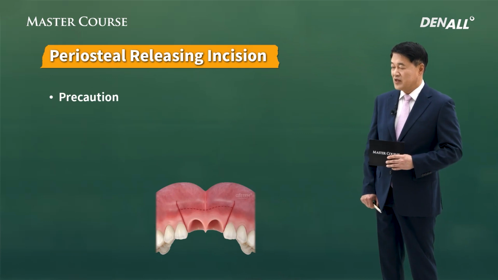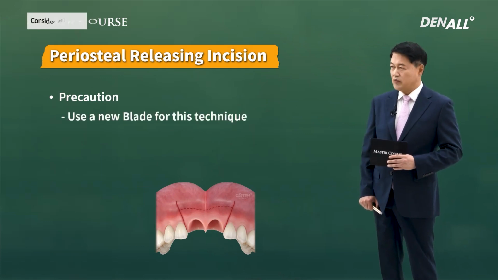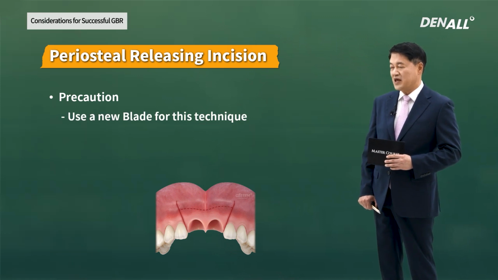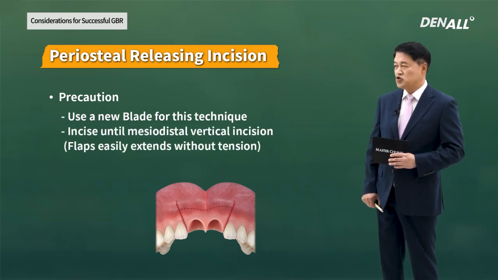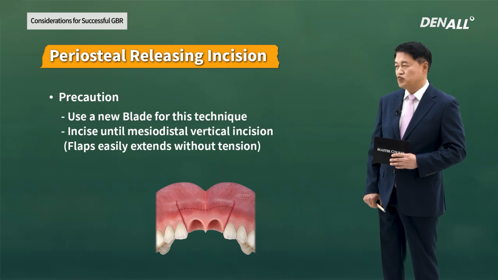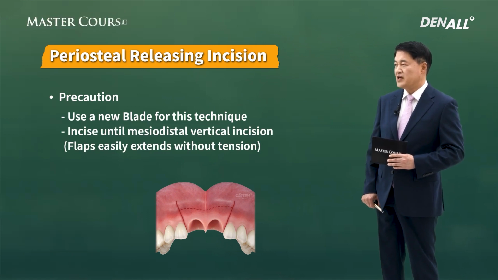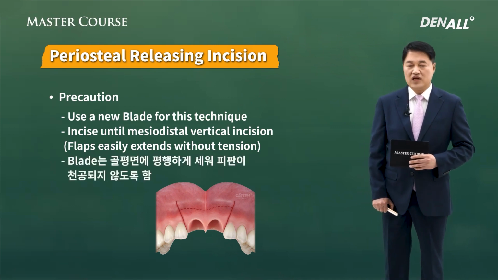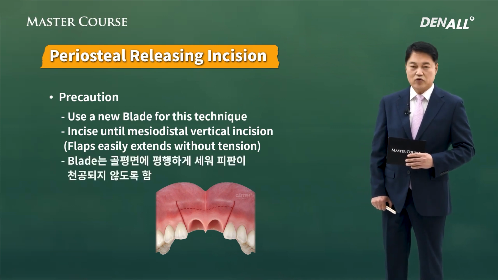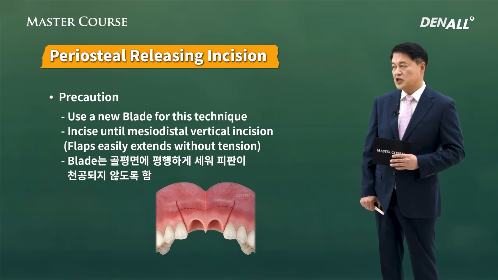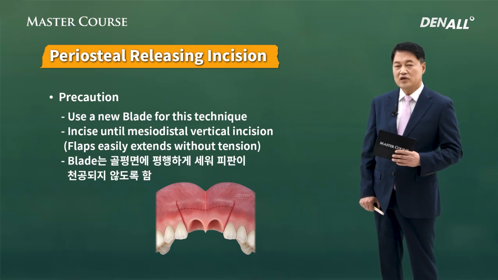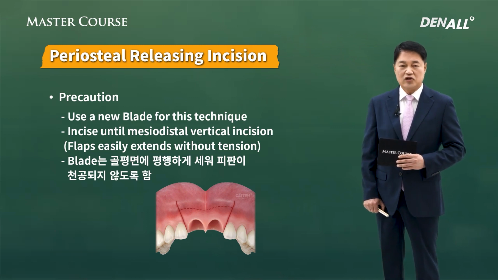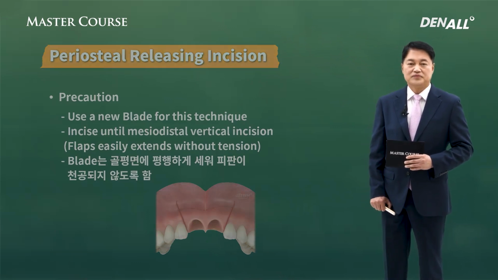The precautions you need to take. When you use a blade, use a new blade for this technique. And make the incision up until the mesiodistal vertical incision so that the flap easily extends without tension. The blade should be parallel to the bone surface and the flap should not be perforated. You need to look carefully in order to prevent such from happening.